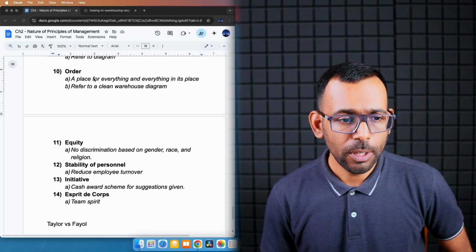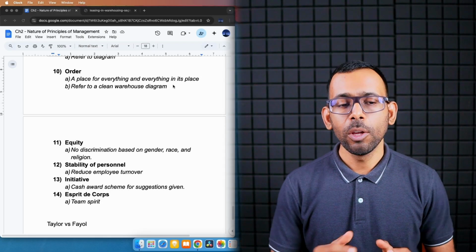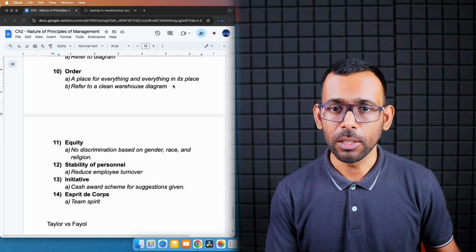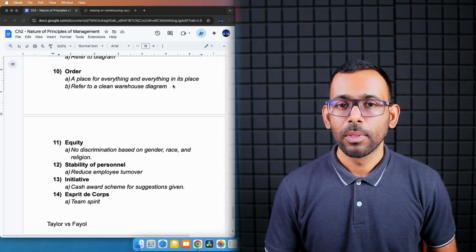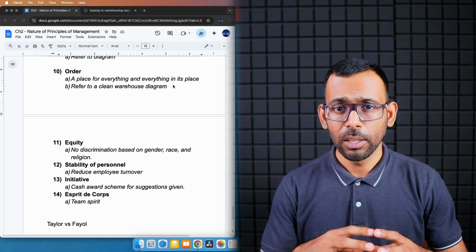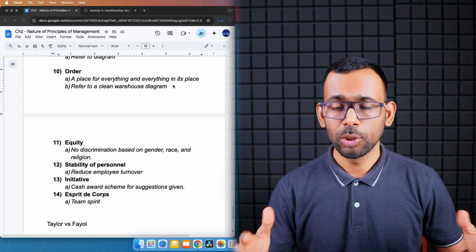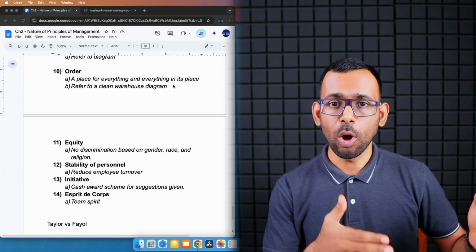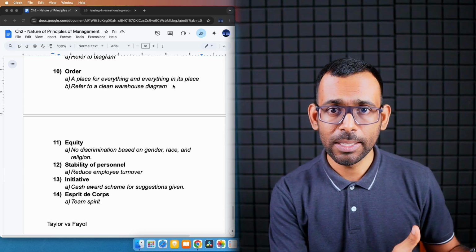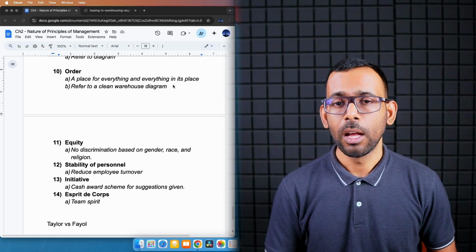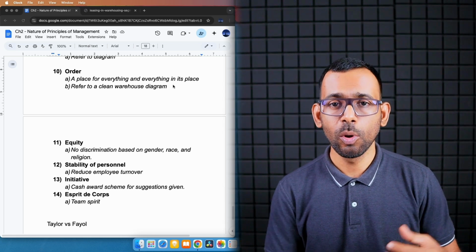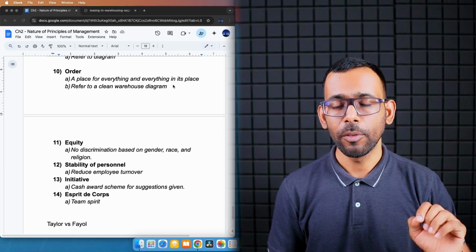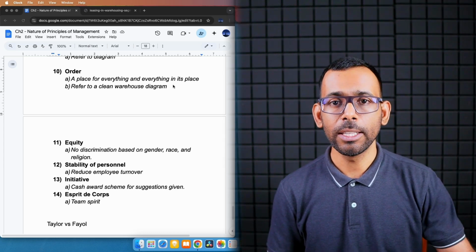The 10th principle is order. Fayol recommends that there has to be a place for everything and everything should be in its place. Imagine a factory with neatly stacked stock, neatly stacked items, a godown with everything in order, everything properly set in its place. That means when you want to go and search for an item and pick it up, you can go there directly and pick it up with the least amount of effort, with the least amount of time.